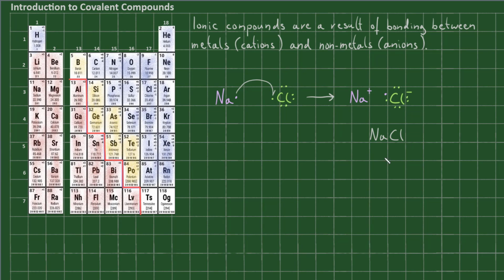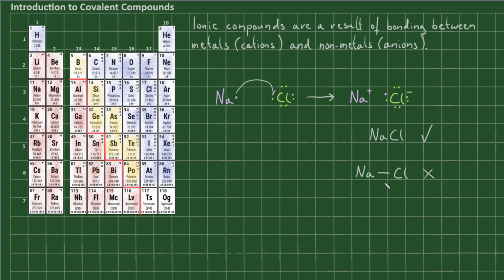Note that we do not write it as Na-Cl. So this is not how we write the formula of sodium chloride. The above method is correct. A line between two atoms suggests a sharing of electrons. That is not what is happening here. However, that is exactly what is happening when it comes to covalent compounds.